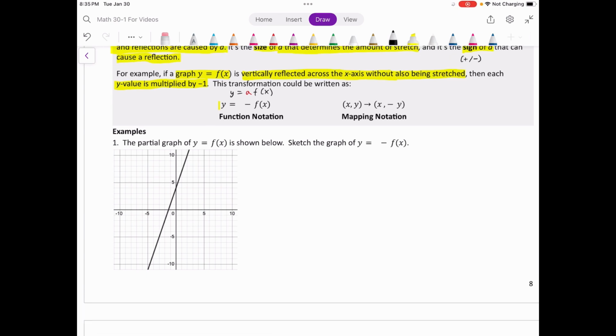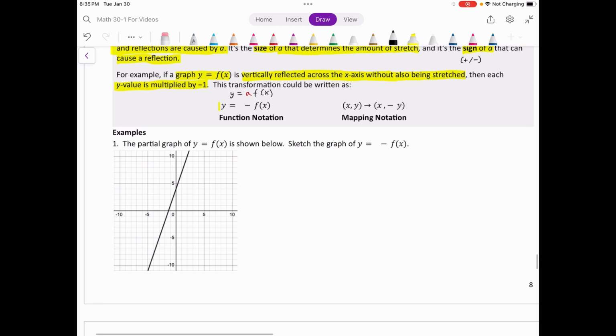Alrighty, so the partial graph of y equals f of x is shown below. Sketch the graph of y equals negative f of x. So let's just establish, what are we doing here? Well, what's our a, right? This looks like y equals f of x, except there's an a value. What is that a? It is -1. So this is a reflection across the x-axis. We can call it a vertical reflection if we like as well, okay? But it's a reflection across the x-axis, flipped across the x-axis, okay?